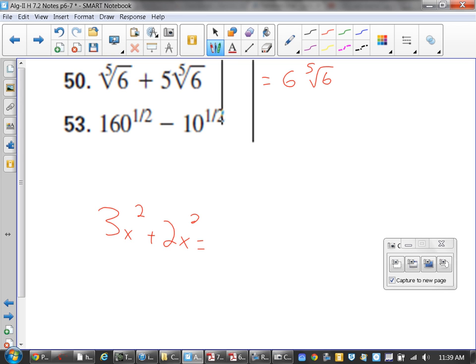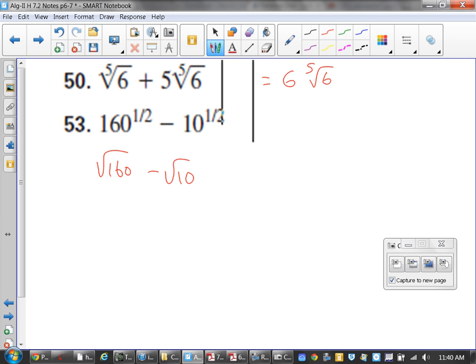Okay. 53, that looks simple, but it looks simple because think about what it's asking you. It's the square root of 160 minus the square root of 10. Well, you can't do that, can you? You've got to get the same base. The second one is root 10. There's no perfect square that goes into root 10, right? So you're probably going to have a perfect square in the other one.